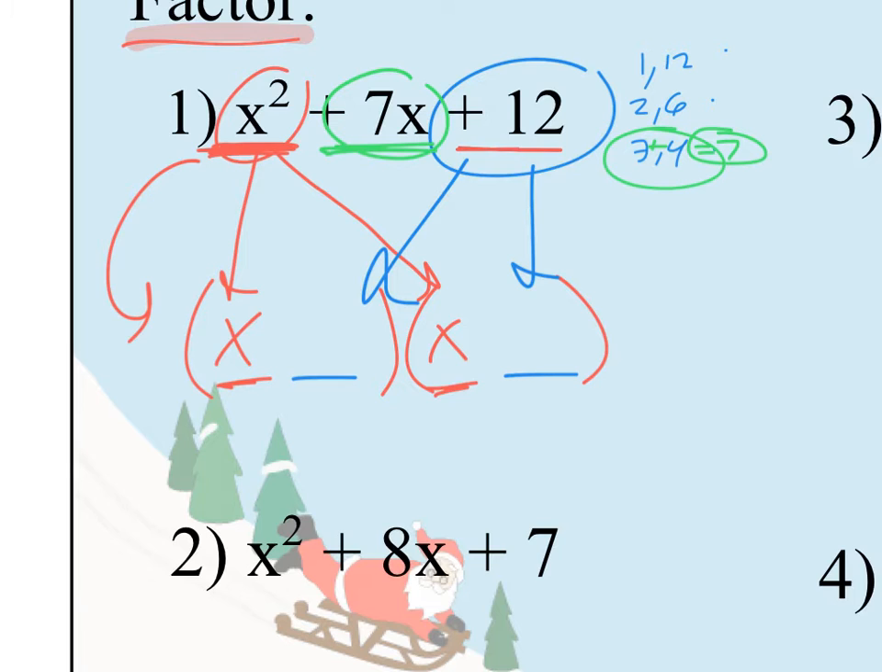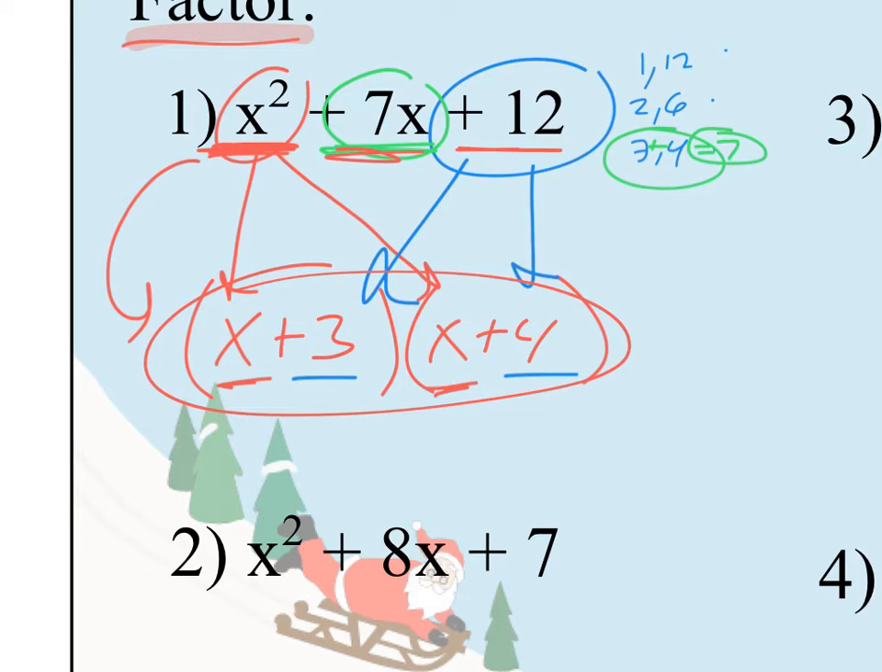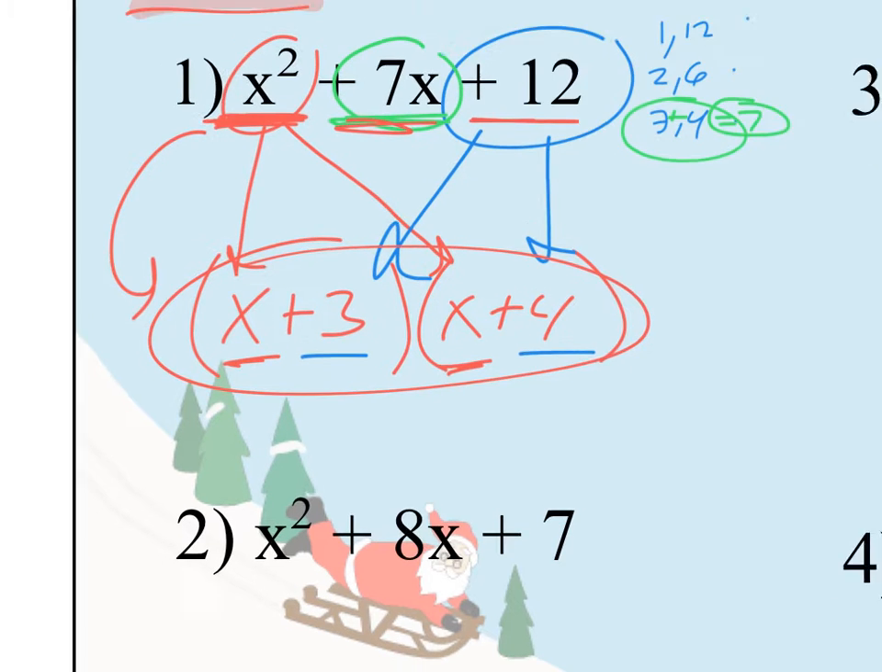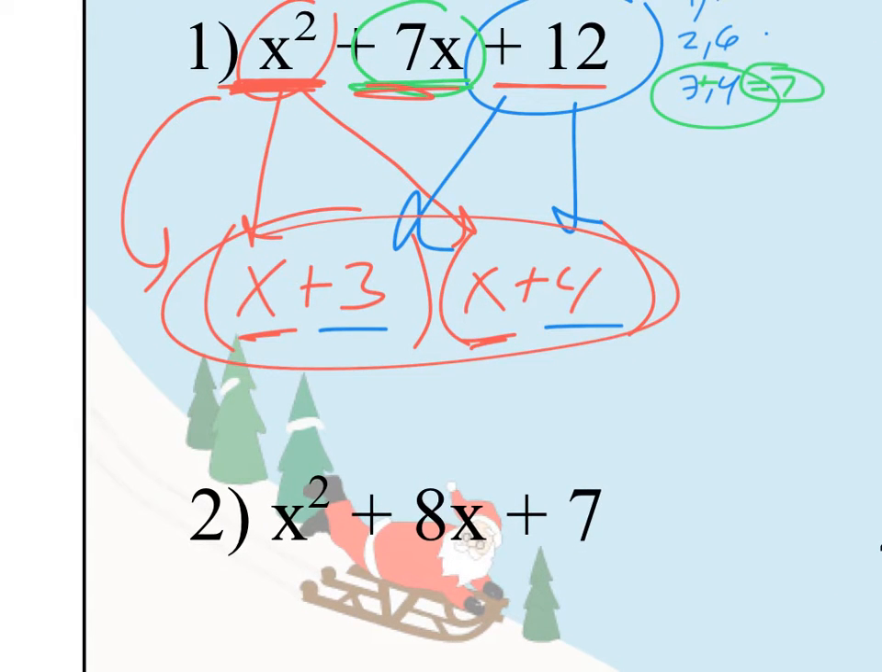Now, because this is positive 12, and I'm trying to add and get positive 7, both my signs are going to be plus, and it's going to be plus 3 and plus 4, okay? That is your answer. That's you factoring that trinomial, finding the two binomials that would multiply together to give me that answer, okay?